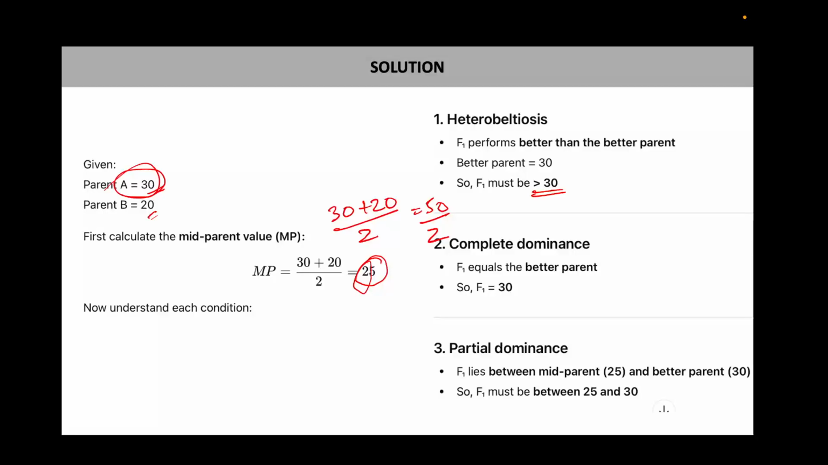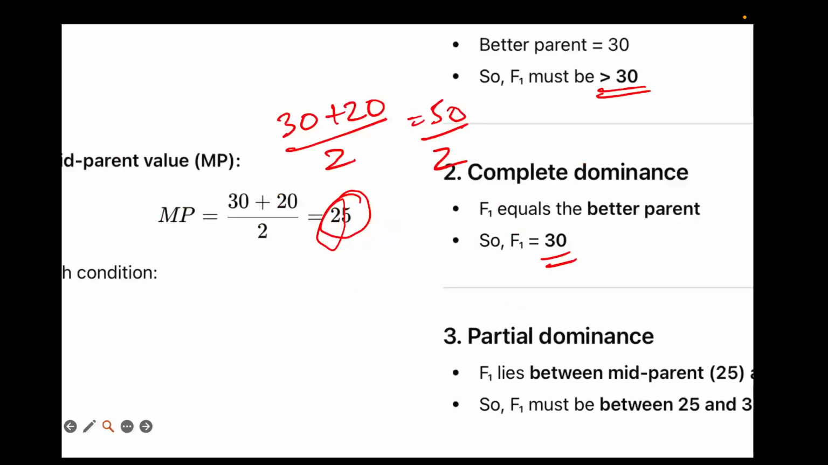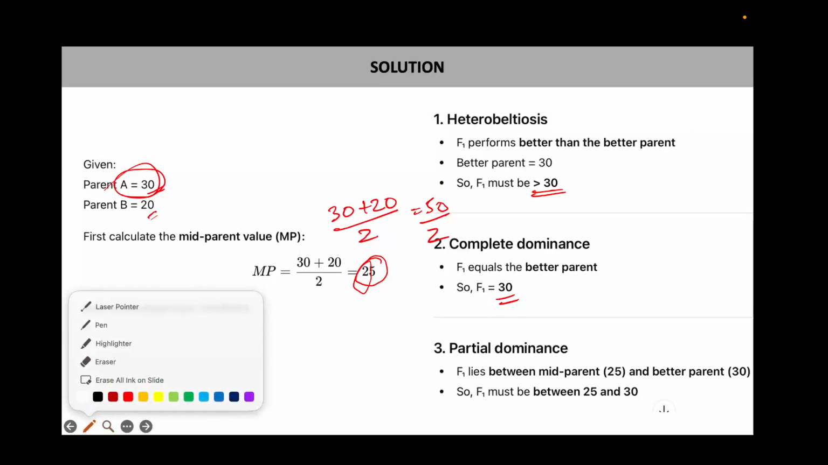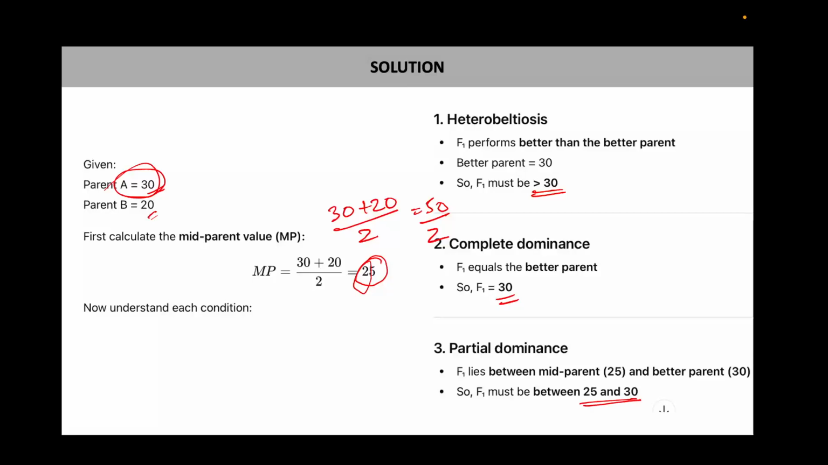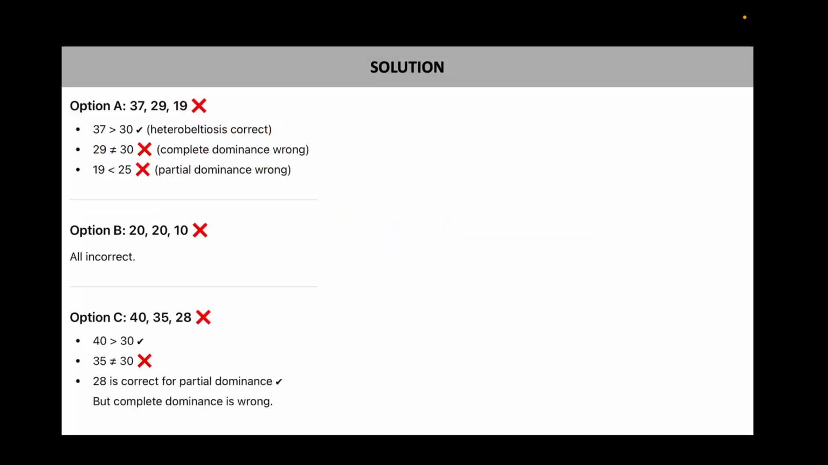In the case of complete dominance, the F1 population's value will be equal to the better parent. That means F1 will be equal to 30. And in the case of partial dominance, it will be less than the better parent but more than the mid parent value. So it will be somewhere between 25 and 30. That means in the first case the value should be more than 30, in the second case exactly 30, and in the third case somewhere between 25 and 30. Now based on this, let's check our options.